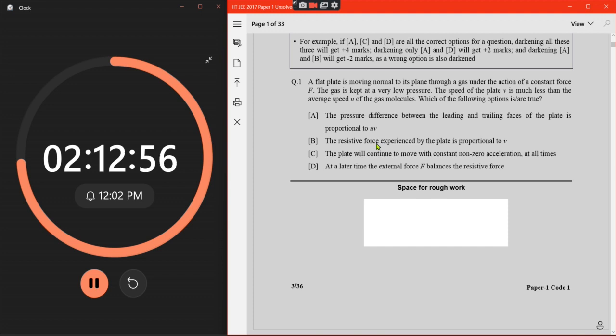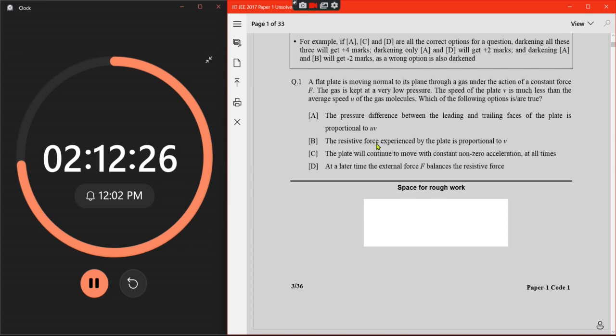The pressure difference between the leading and trailing phases of the plate is proportional to UV. Phases. Huh? Okay. That pressure difference you're saying. Wait. And it's moving under the constant force F. और कुछ दिया है. Speed of the plate is much less than. It's just like it's a constant force. It's just the drag force that is getting neglected.